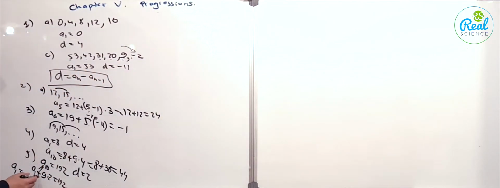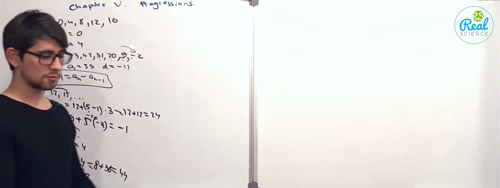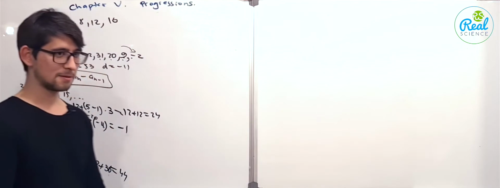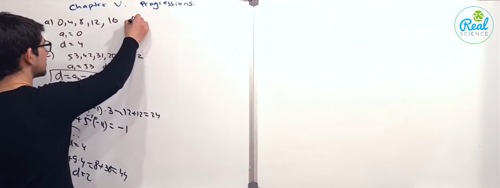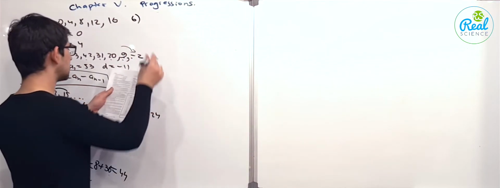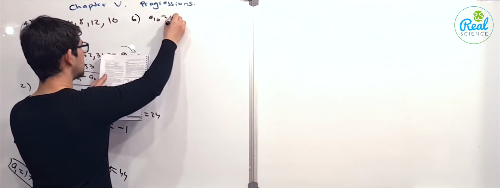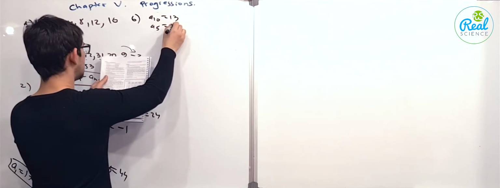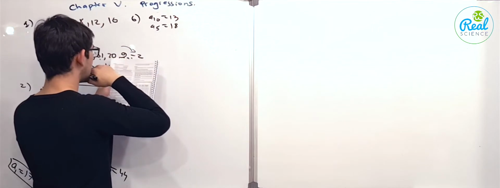You're subtracting almost 20, so 192 minus 18 is 174, not 64. This is the first term. Your 10th term is 13. Your 5th term is 18. So it's 13, it's 18.